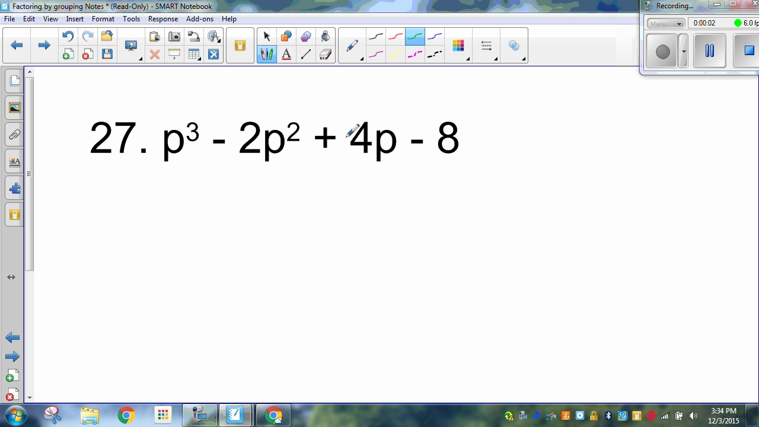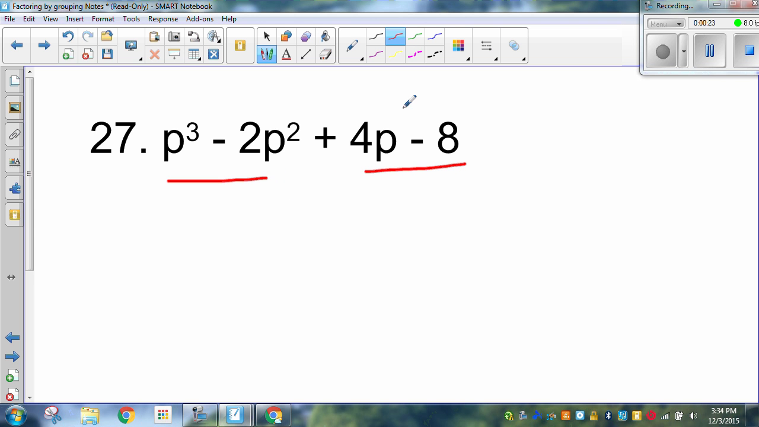Alright, you guys, here's the second problem from the homework, problem number 27. And this is one of the longer factoring by grouping problems. You got to first split this to find your groups. I mean, you can see right now they definitely don't have any common factors. So the way we're going to do it, we're going to split them into two groups. We're going to find the greatest common factor of each group.